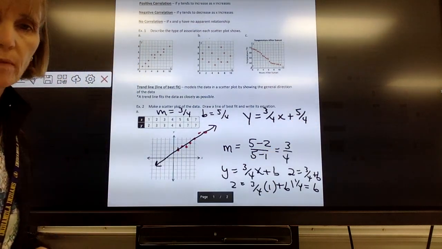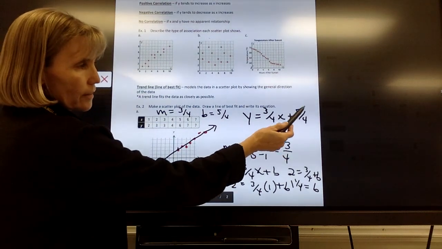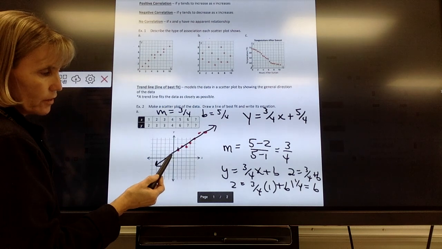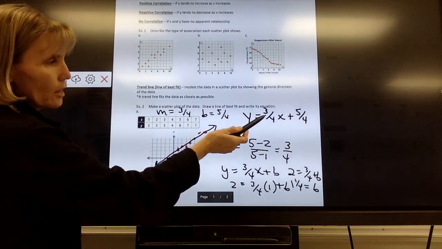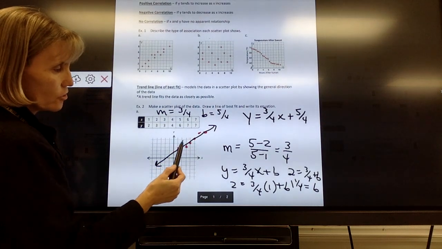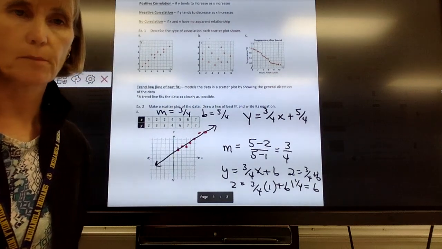Okay, a little bit messy, but if I go back and look at the line that I drew, it's saying that it's going to cross the y-axis at 5/4. Now that's approximately 1 1/4, and that's about right. It has a slope of 3/4, so if you count rise over run, does it rise 3 and run 4? And it does. So that equation describes my line of best fit pretty well.